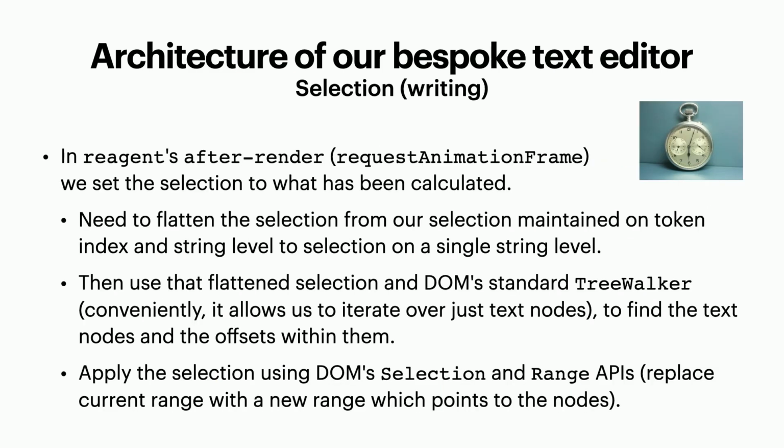And to do the opposite, to write the selection, we do that in Reagent's after-render, so render doesn't invalidate our selection. We do it after render, and we do the opposite thing. We go from our map format, and we calculate the absolute numbers. So the opposite of the previous slide. And we find the DOM nodes to which we need to apply the selection.